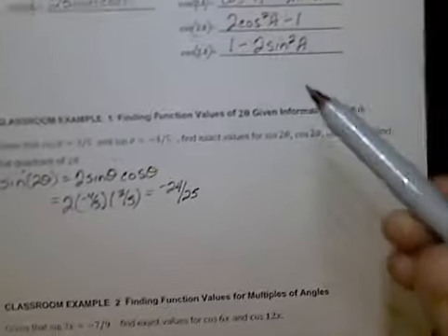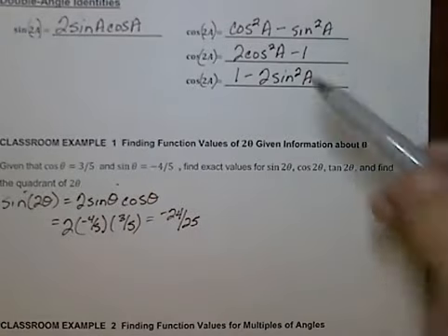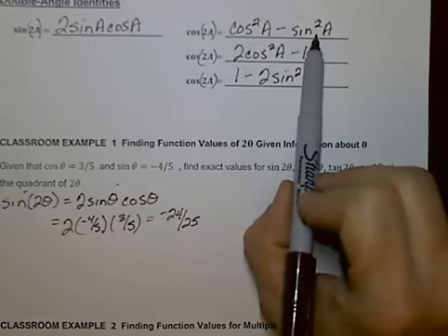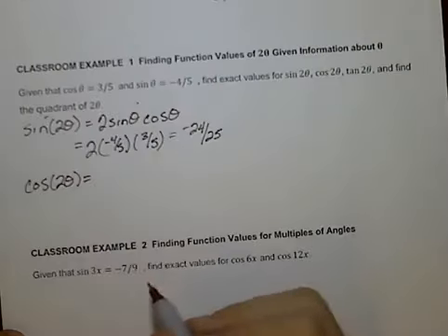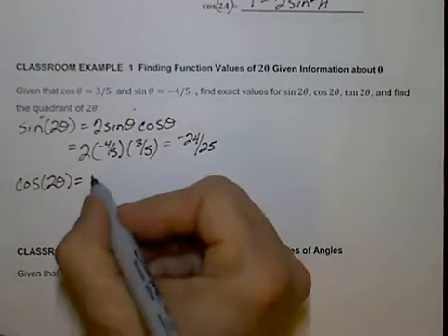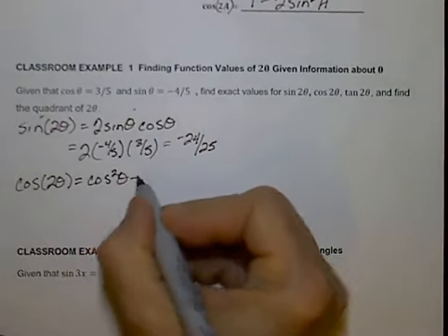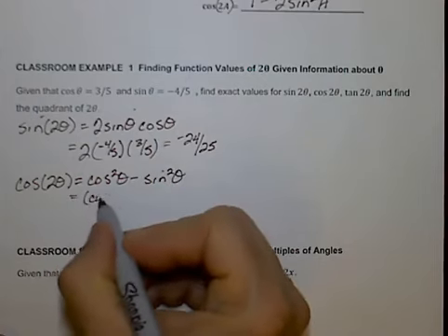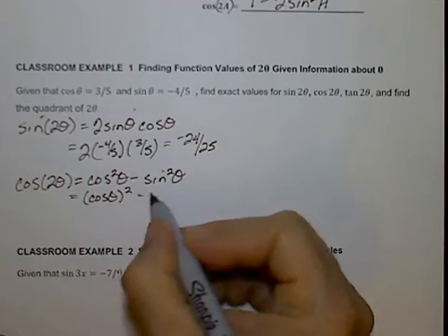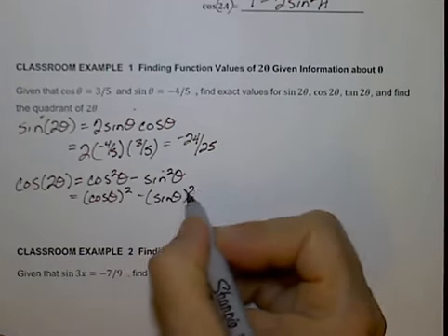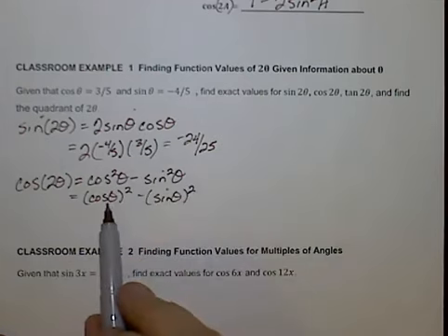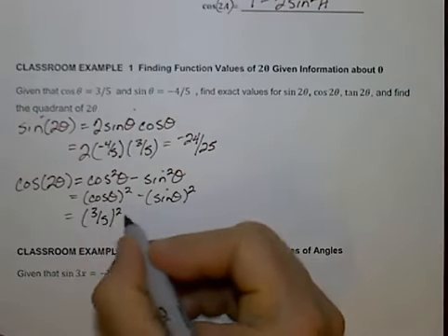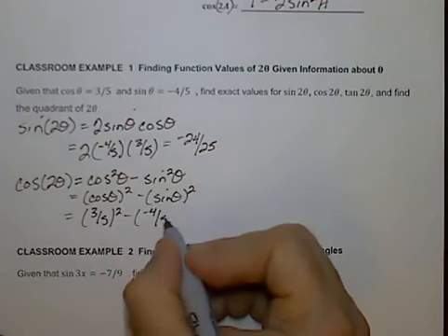For this one, we would have our choice of any one of these 3 identities, but since we have both sine and cosine of theta, I'm going to just use this first identity. I put the theta in there instead of the a. That would give me cosine squared theta minus sine squared theta. Now remember, this is the same as cosine of theta squared, and this is the same as sine of theta squared. Now I'm going to substitute in the values that I have. Cosine of theta is 3/5, and sine of theta is negative 4/5.